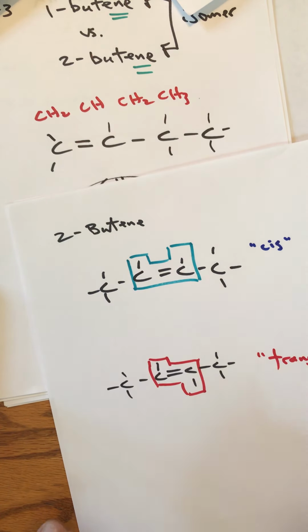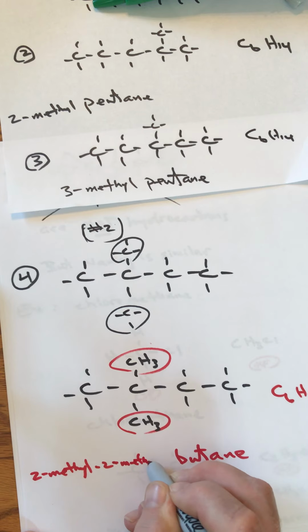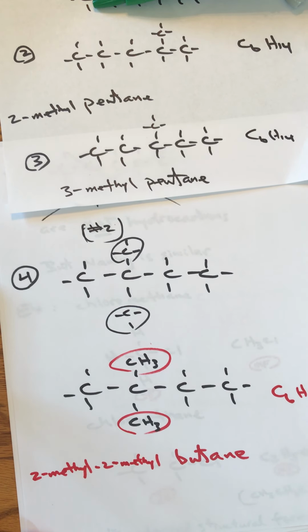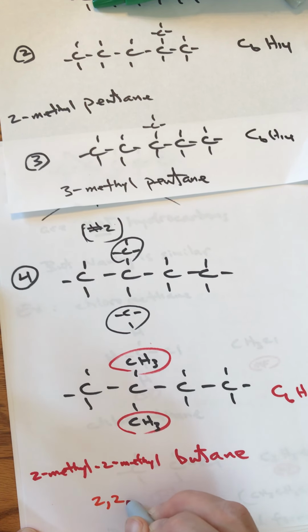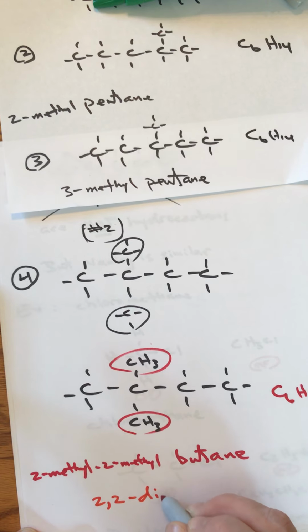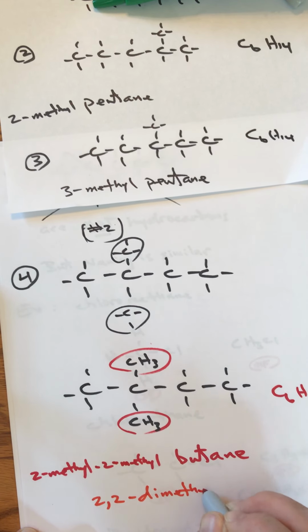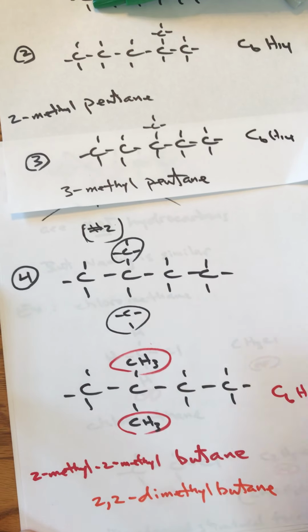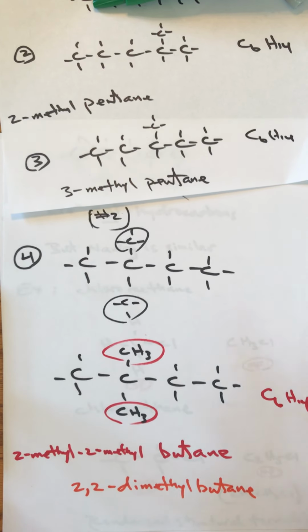Well, each attachment gets a number. So I could call this 2-methyl, dash 2-methyl butane, or I could abbreviate that a bit and go, well, it's 2,2-dimethylbutane. Either of those is acceptable.